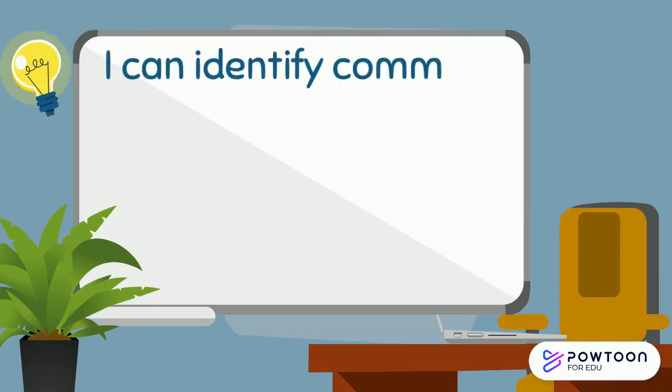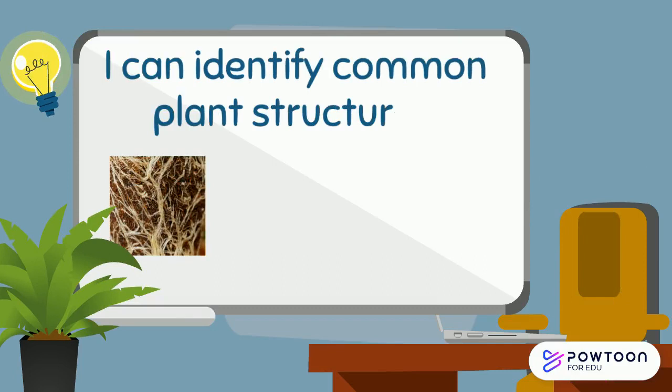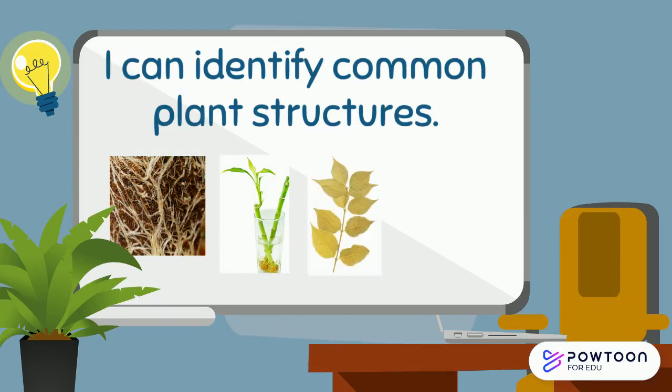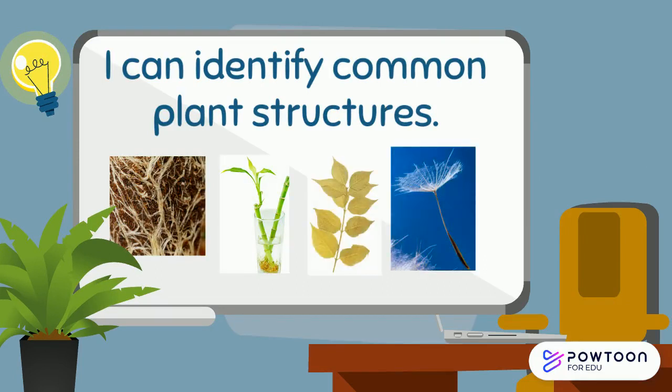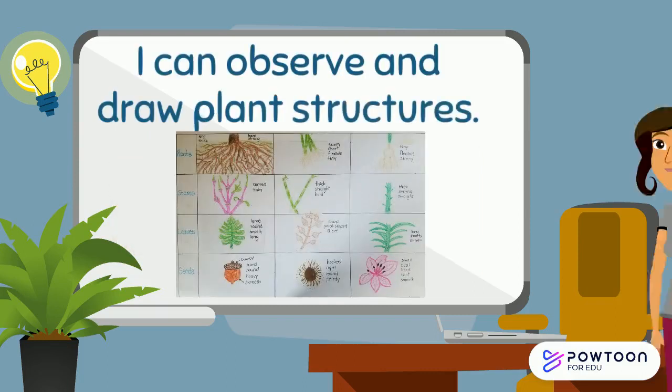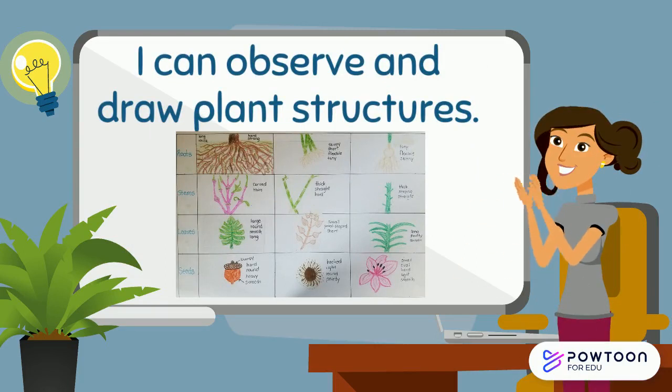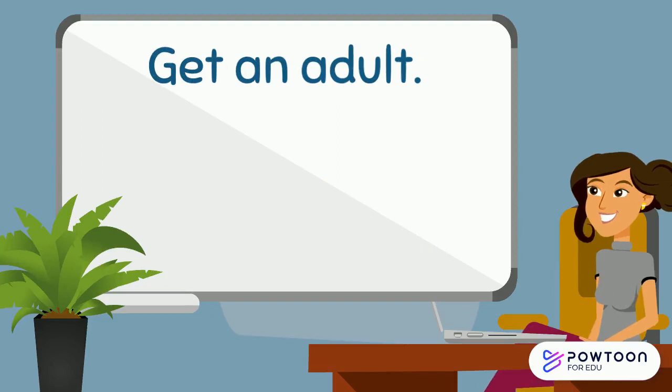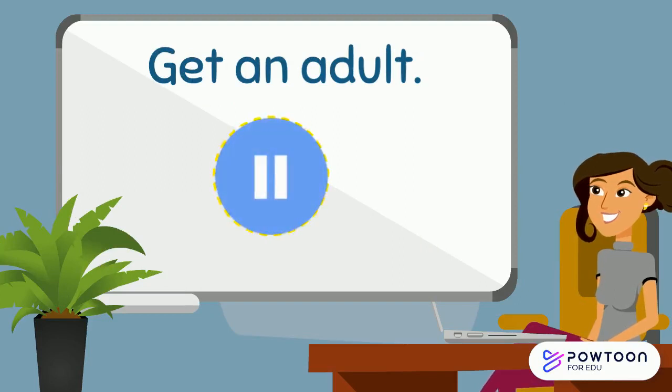Were you able to identify some common plant structures like roots, a stem, leaves, and seeds? And were you able to complete your observation table? If so, you're ready to earn your first badge to celebrate your learning. First, you might need a little bit of help from an adult, so if you'd like to pause the video and find someone to help, you can do that now.